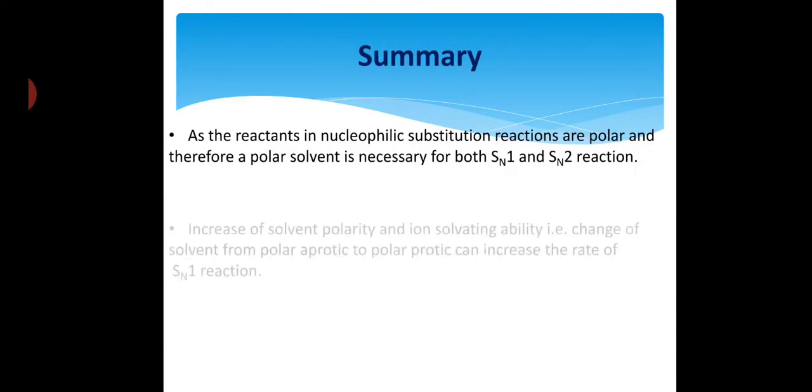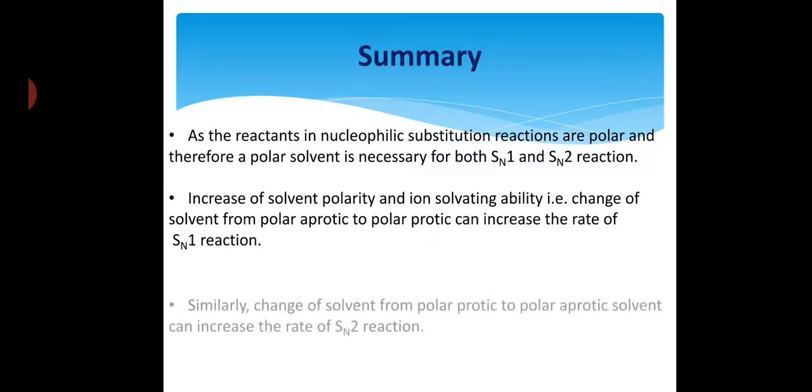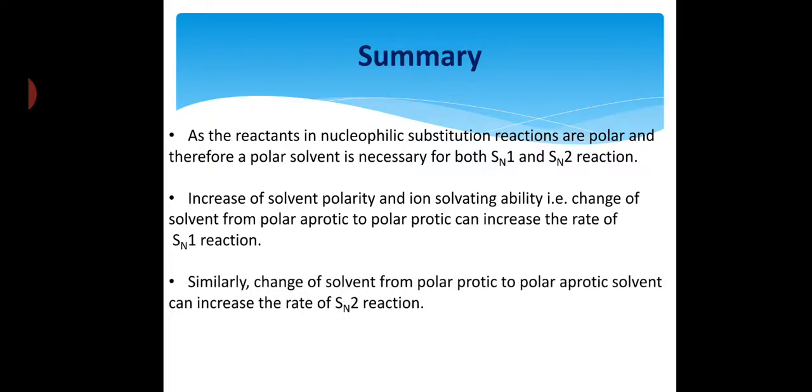Here we come to the end of the lecture. In summary, as the reactants in the nucleophilic substitution reaction are polar, therefore polar solvent is necessary for both SN1 and SN2 reaction. Increase of solvent polarity and ion solvating ability, that is, change of solvent from polar aprotic to polar protic, can increase the rate of SN1 reaction. Similarly, change of solvent from polar protic to polar aprotic solvent can increase the rate of SN2 reaction.